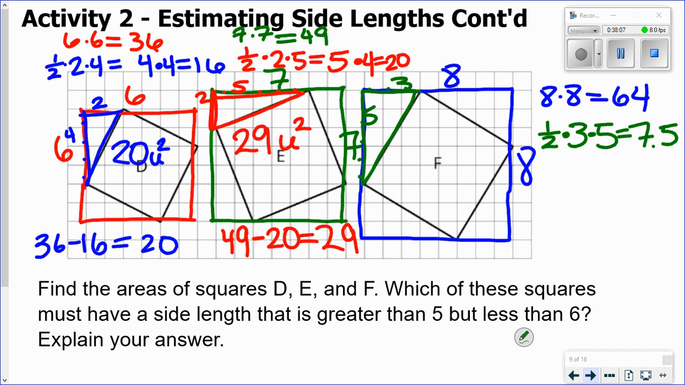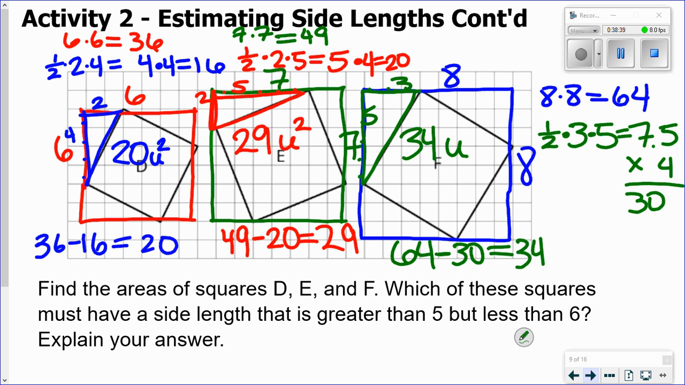And again, I need to remember there are 4 of these, so I need to multiply my 7.5 by 4, and I get 30 square units for those triangular pieces that I'm going to take away from the perfect square of 64. Okay, so that blue square we created, 64 minus 30 leaves us with 34 square units for figure F.